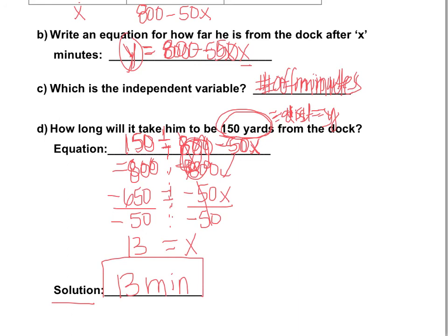150 minus 800 is negative 650. And then you have your negative 50x. That's the reason why it's okay that that's negative. Because when you bring this down, you want to bring that negative with it. And now you're going to divide by negative 50. And so it will be a positive number. x is equal to 13. So my solution is that it's going to take him 13 minutes to get 150 yards from the dock.